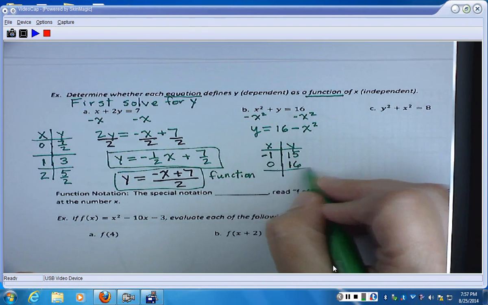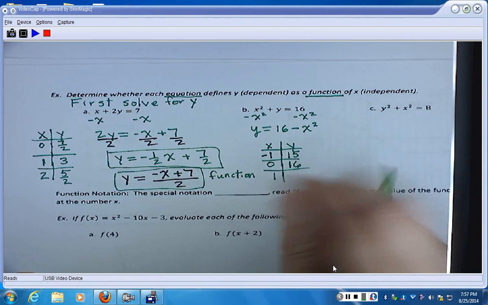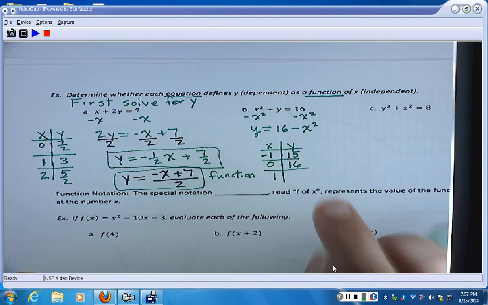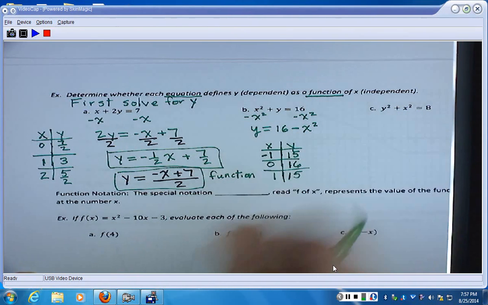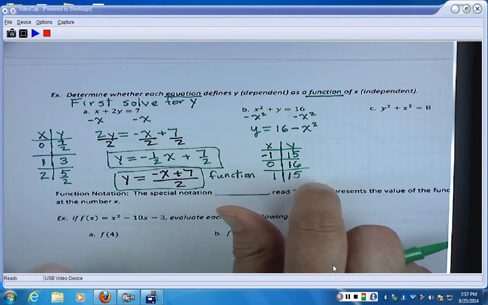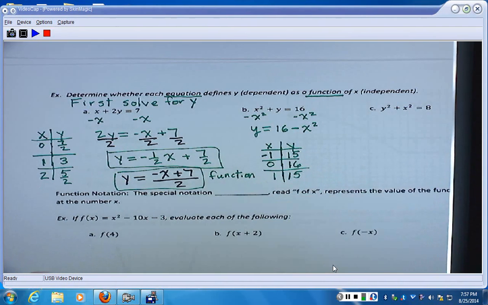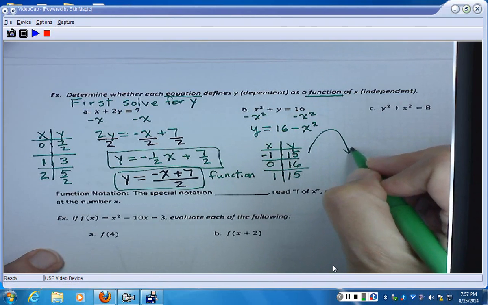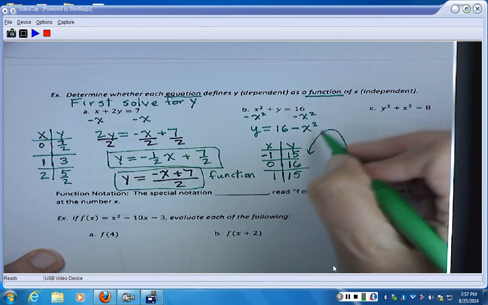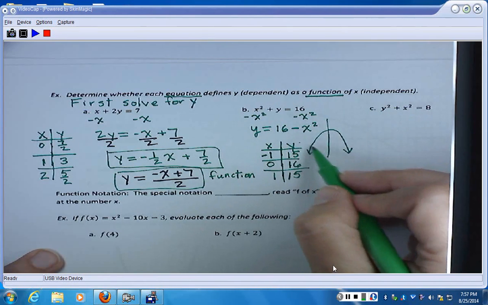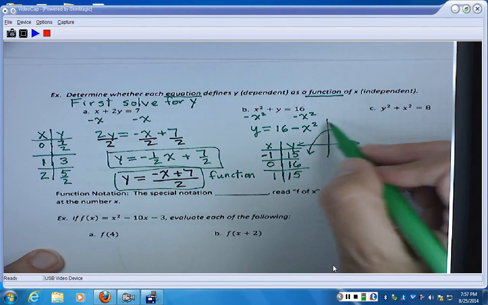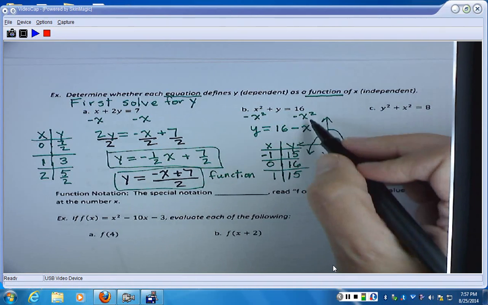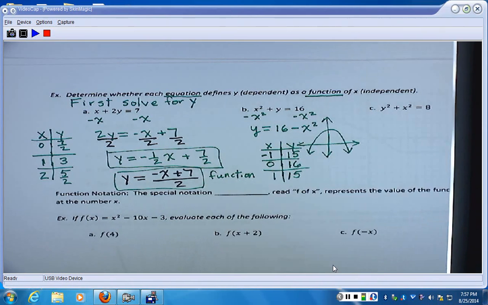What if I put in 1 for x? I get 16 minus 1 squared, which is 16 minus 1, which is 15. Okay, I have different x's with the same y, but that's okay. And if we did the vertical line test, we would see this is a downward facing parabola, like the one we drew on the previous page. If we do the vertical line test on it, no matter where we go, we're only going through one point, so it's a function.